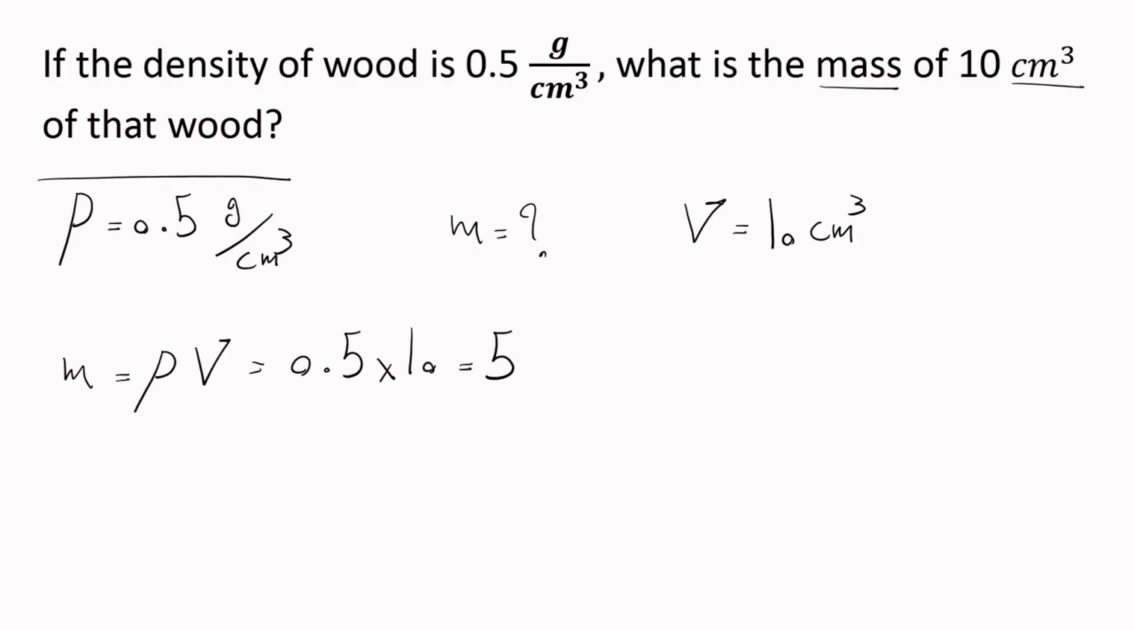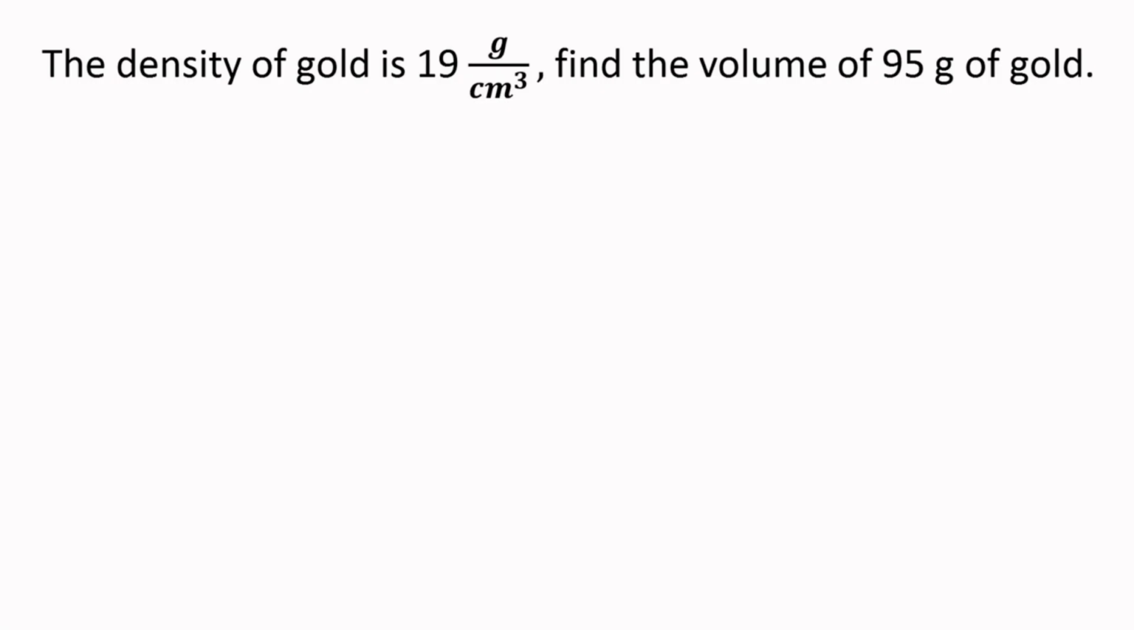And what is the unit of this 5? Because I have this one based on gram per cubic centimeter and that one based on cubic centimeter, and I'm calculating the mass, this one is going to be gram. Really easy. Look at the next example.